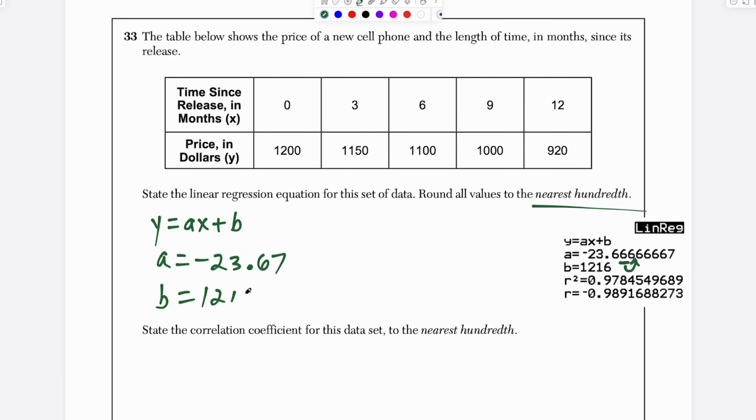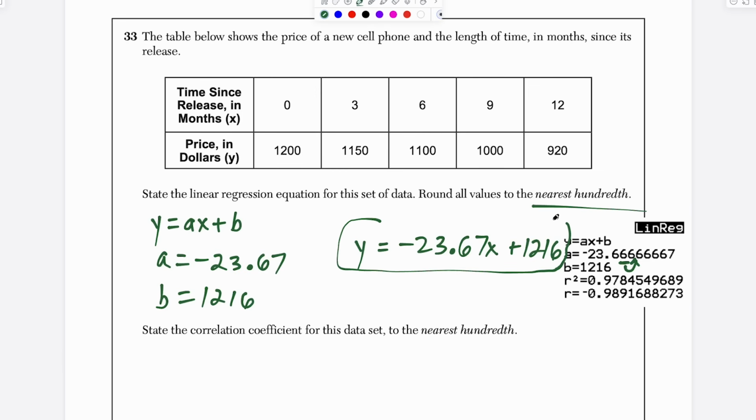So we have 1216, and now we have to actually write the equation. So we're going to plug in for a and b. We're going to have y equals -23.67x, and then plus 1216. So here is our linear regression equation.